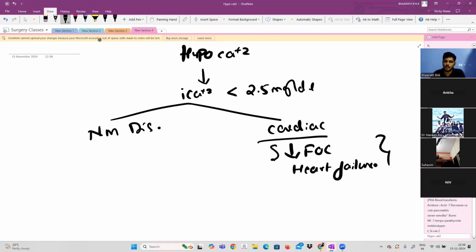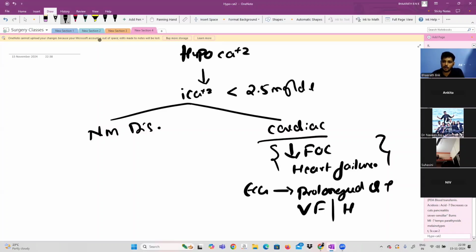This is what happens. And when you take an ECG, low calcium is always associated with prolonged QT, right? Which also happens in low magnesium. Torsades de pointes can happen. Ventricular fibrillation can happen, heart blocks can happen because it interferes with the conducting system of the heart, right? So either the cardiac muscle is involved, where it reduces the heart contraction and induces heart failure, or the conducting system of the heart is involved, where it leads to arrhythmias, especially torsades de pointes.